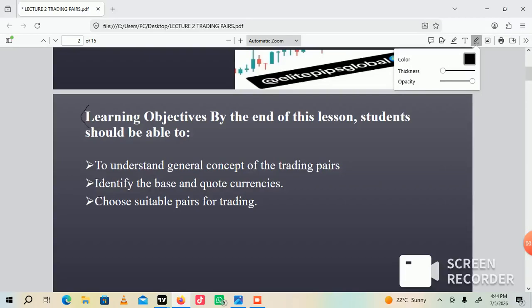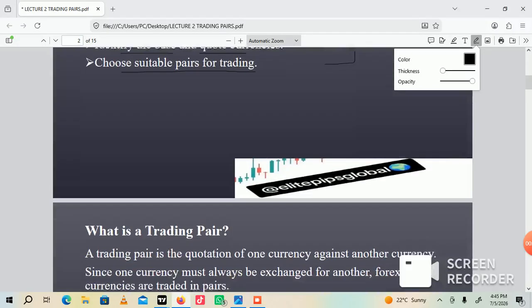After this topic on trading pairs, I think everyone is going to be familiar with the general concept of trading pairs, identifying the base and the quote currency, and choosing a suitable pair for trading. The general purpose of this lecture is to enhance a clear understanding and clear knowledge of how to choose trading pairs, and how beginners can choose trading pairs.